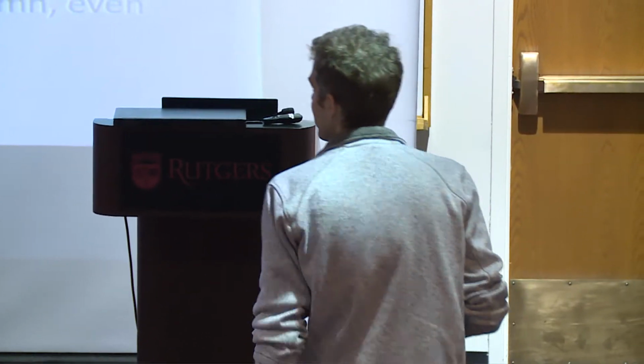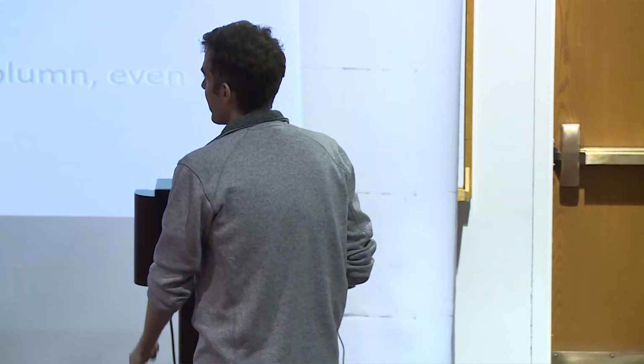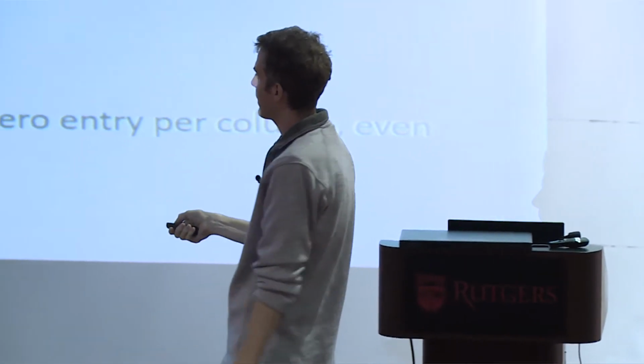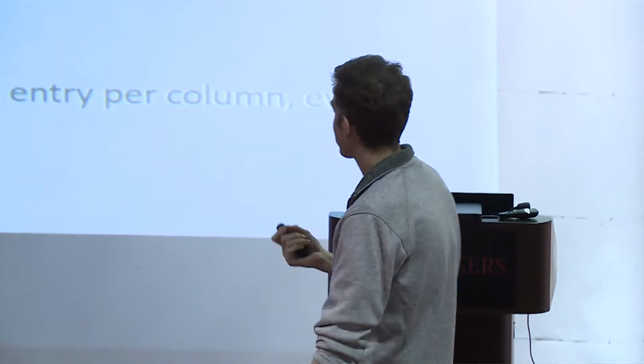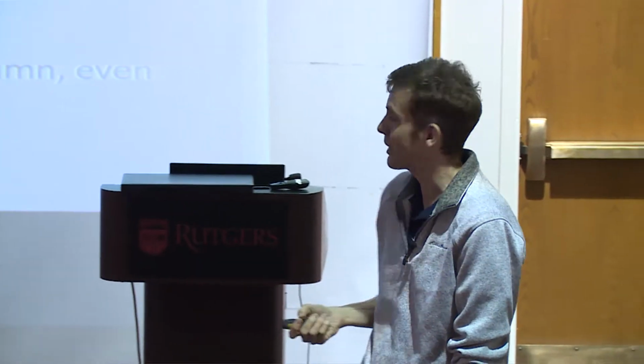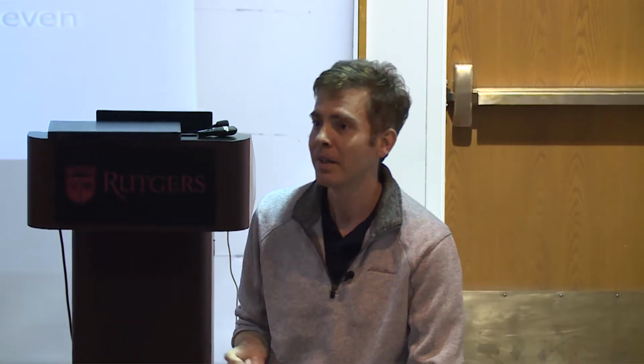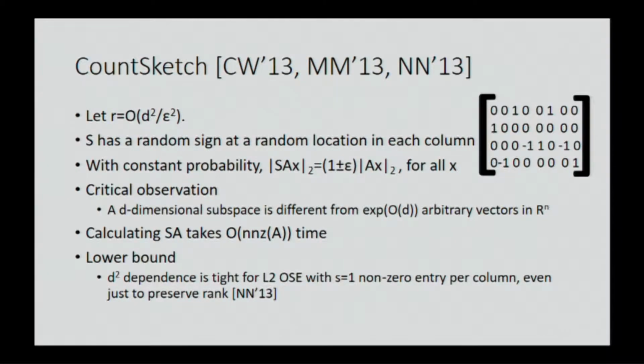And there is a lower bound on this sketching dimension. So this d squared dependence is tight for oblivious L2 subspace embeddings if you're only allowed a single non-zero entry per column. Okay, so Nelson and Nguyen showed this, even just to preserve the rank.